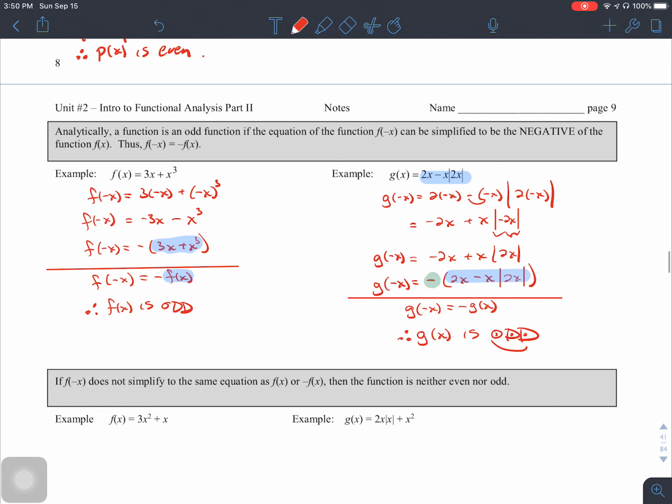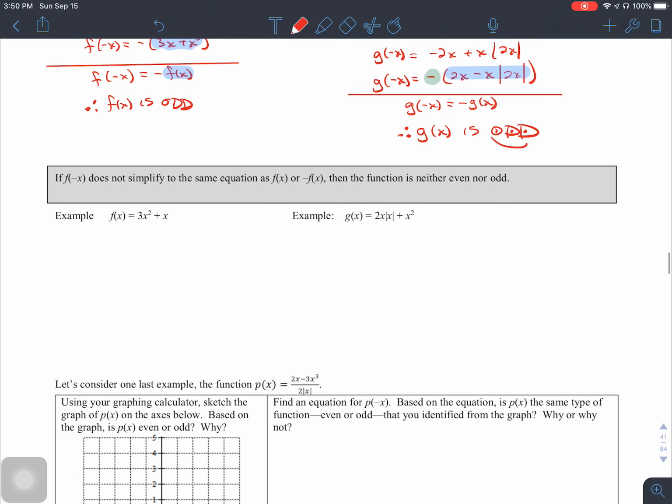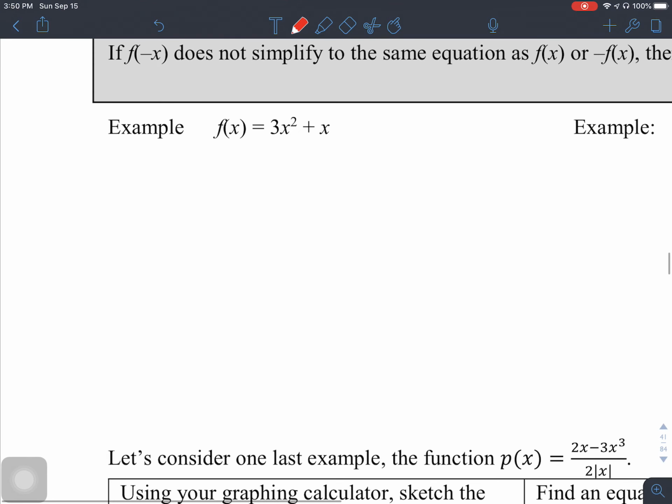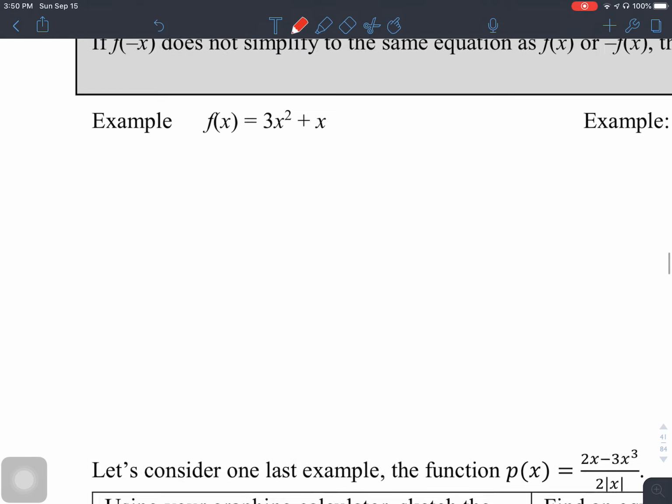All right. Another set of examples, different directions. If f of negative x does not simplify to the same equation as f of x or negative f of x, then the function is neither even nor odd. So let's see what happens. Assume the directions for this will be something like determine if the function is even or odd.